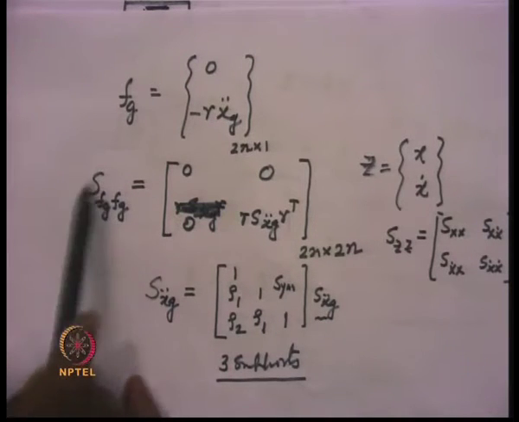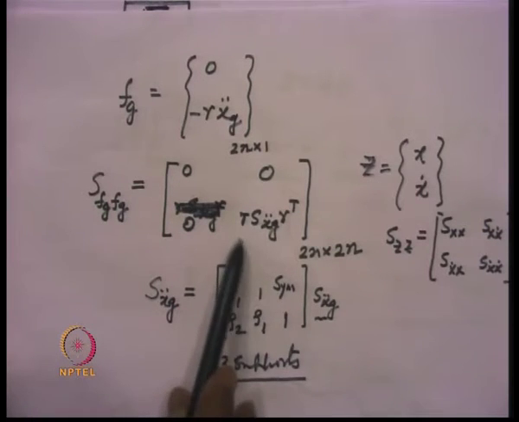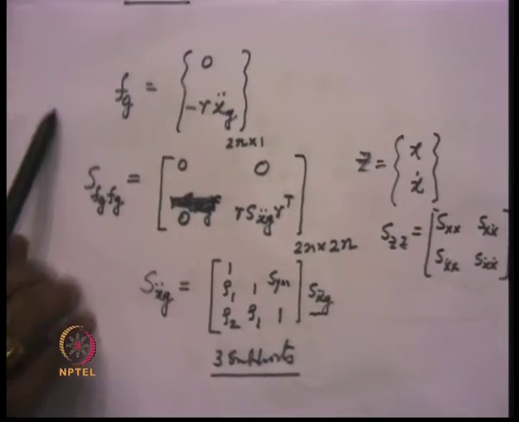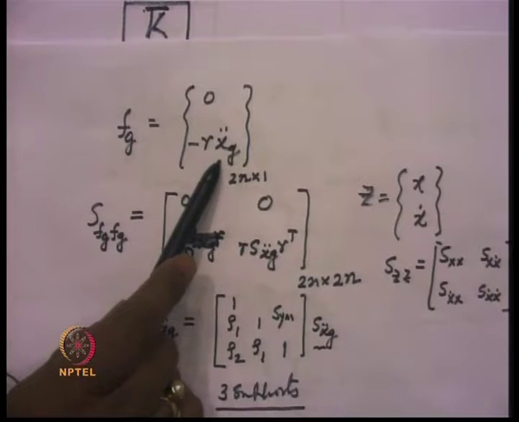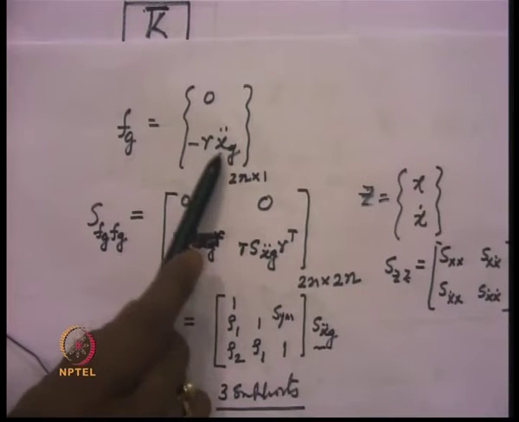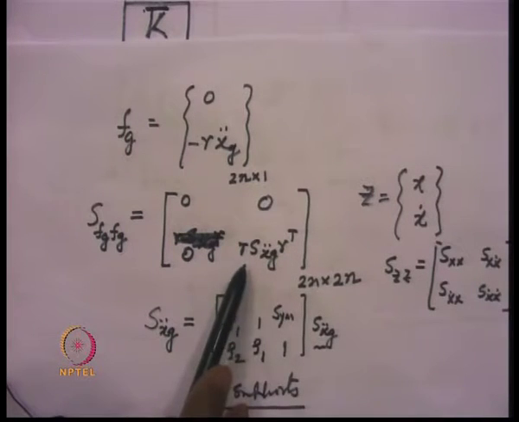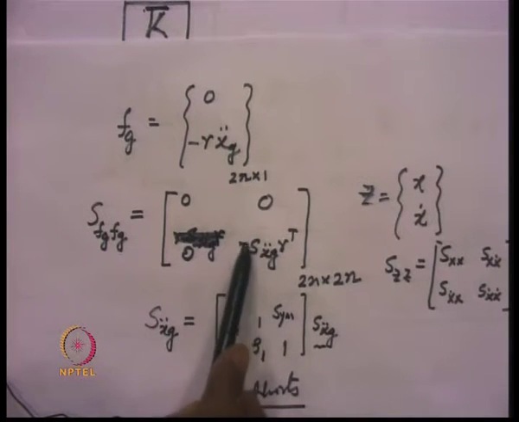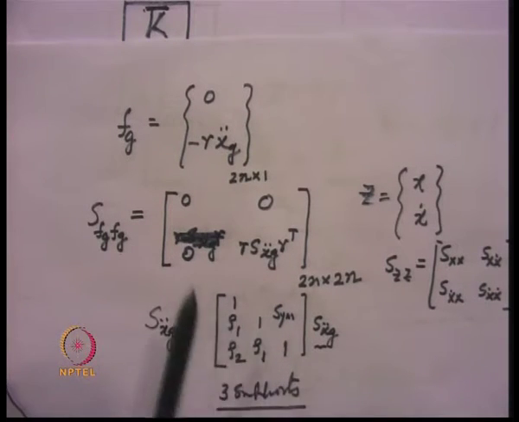The SFG matrix obviously would be 0 0 0 R Sx double dot G R transpose, because this last term is equal to R Sx double dot G. So, the power spectral density function corresponding to this will be R Sx double dot G into R transpose, where Sx double dot G is again the power spectral density function matrix of the excitation.